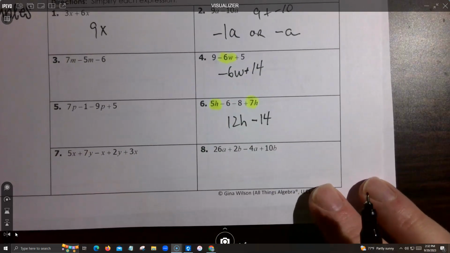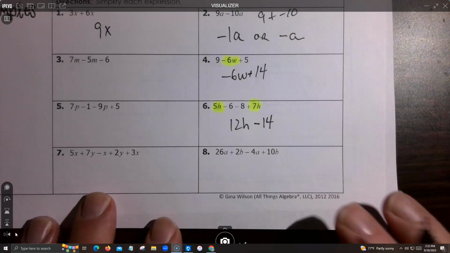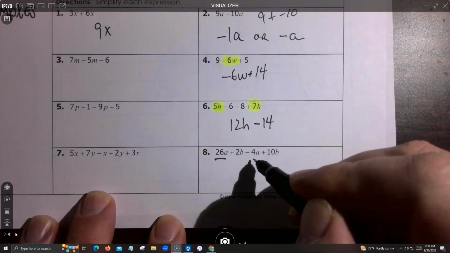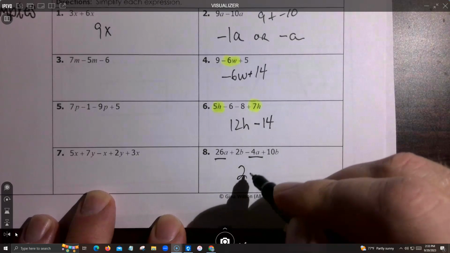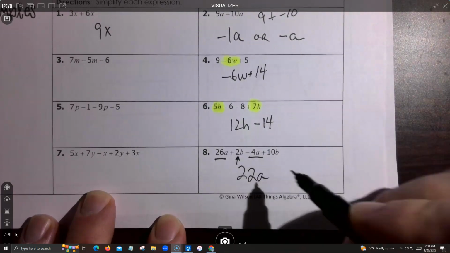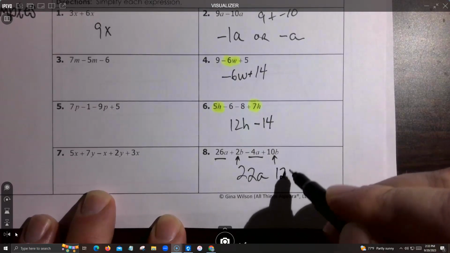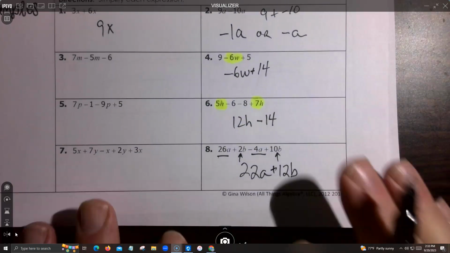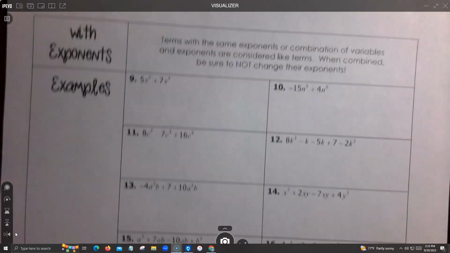All right. Number 8, I've got A's and B's. So keep the A's with the A's and the B's with the B's. So I have 26A and negative 4A. 26A and negative 4A is 22A. And now I've got a 2B and a 10B, which added together is 12B. And again, I put a plus sign if I get a positive answer. All right, that's it for that page. Mine's two-sided. Yours, you just flip over.